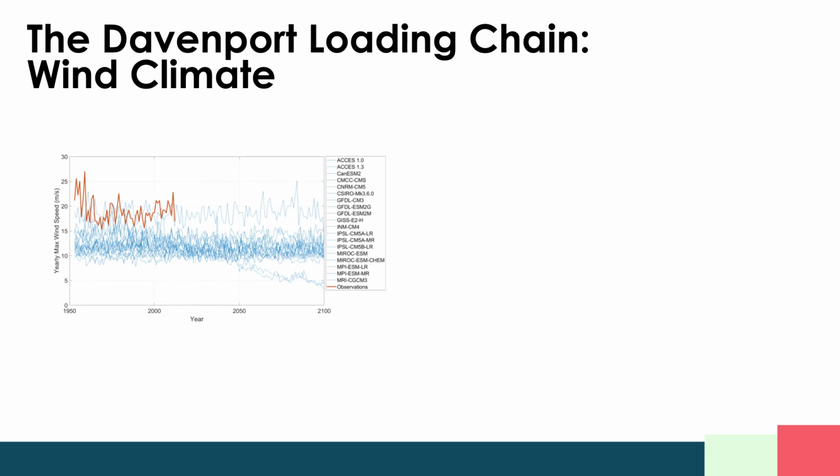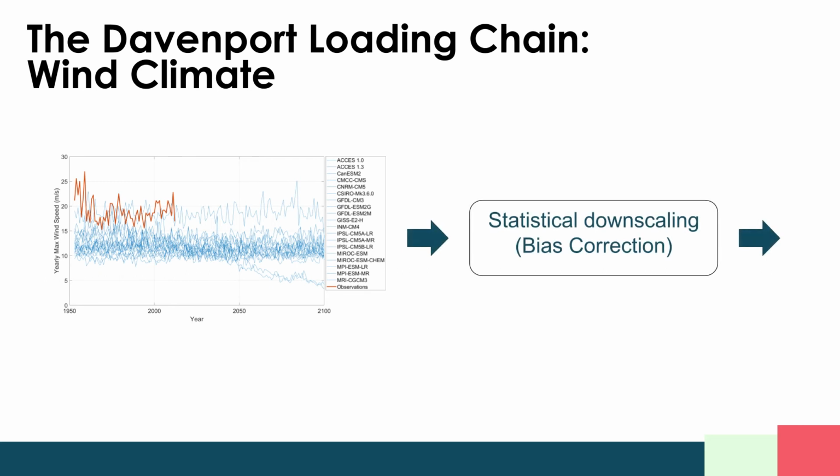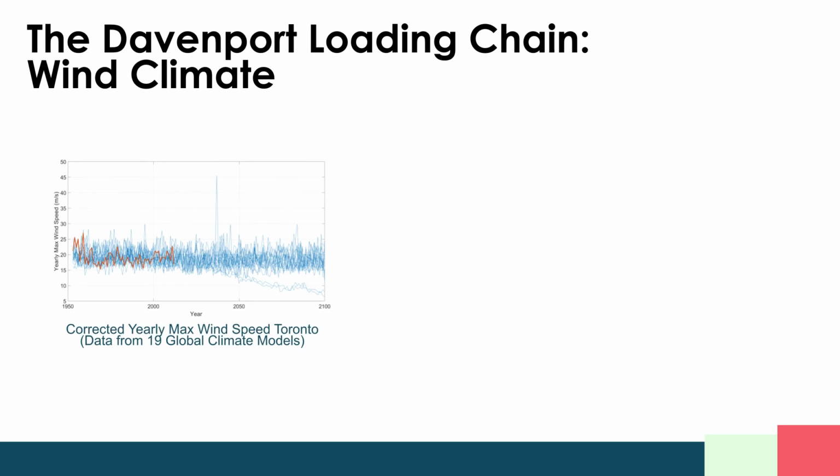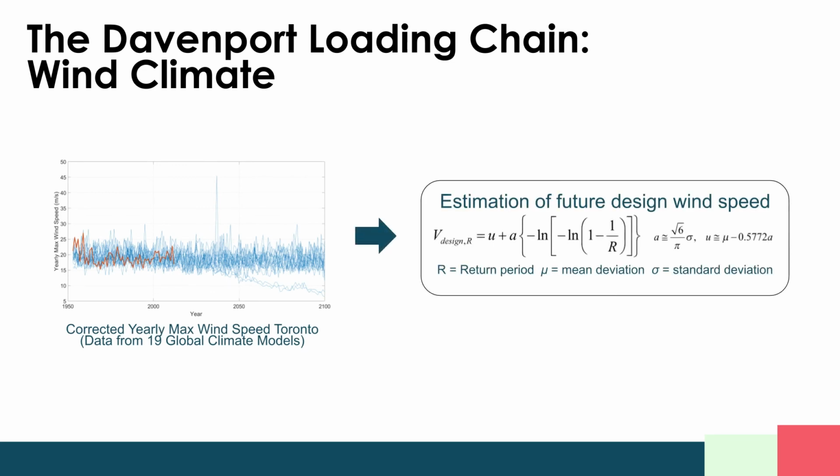In this figure, we see climate model output for yearly maximum wind speed data from 1950s until the end of the century. We perform statistical downscaling and bias correction, and after we have the corrected yearly maximum wind speed data, we can use extreme value theorem to estimate the future design wind speed, and we can take that information and propagate it through the Davenport wind load chain as described before.